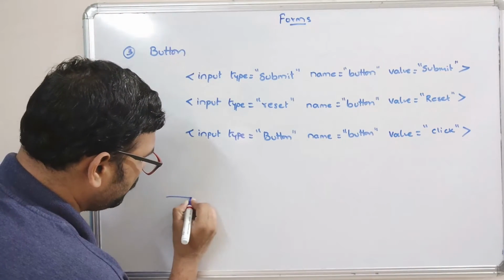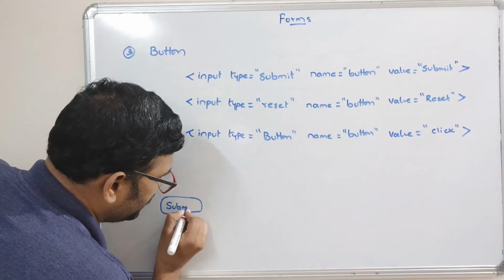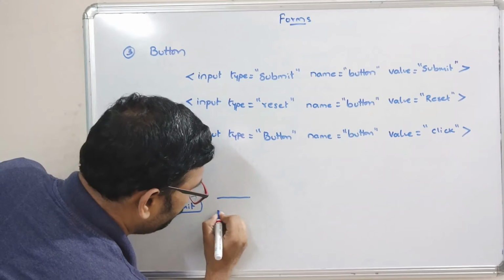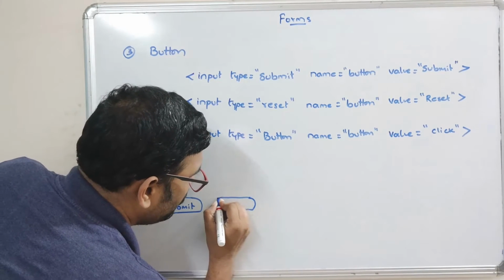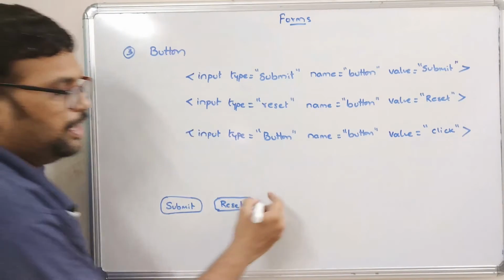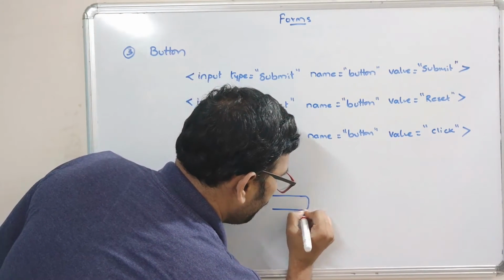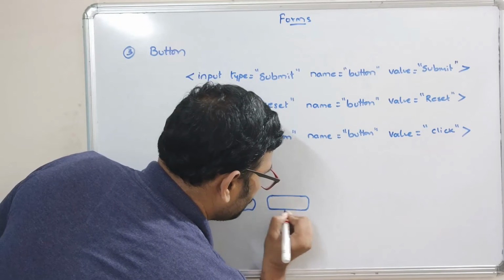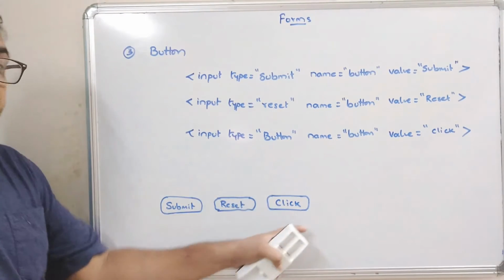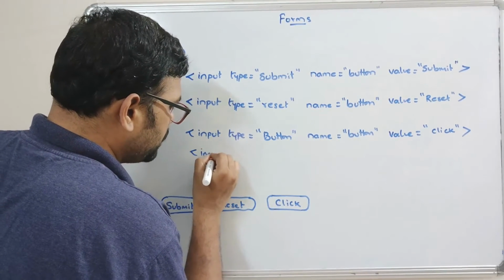So one button will be created and submit will be placed on it when the first line is executed, and another button will be created and reset will be placed on the button, and the third one is created with the customized text click. So 3 different buttons.